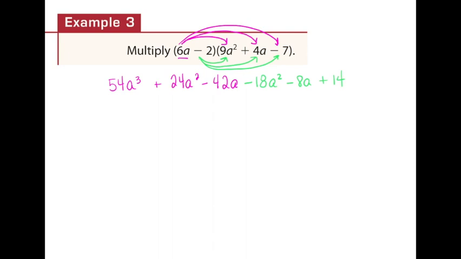And then we need to combine like terms. So we are going to look for things that are alike. We have a 54a cubed, and you can see there's no other a cubed, so that's going to stay. We have a 24a squared and a -18a squared. So 24 minus 18 is going to give us a 6a squared. We have a -42a and a -8a. That's a -50a. And then we have a +14. And once you have it simplified, you are done.